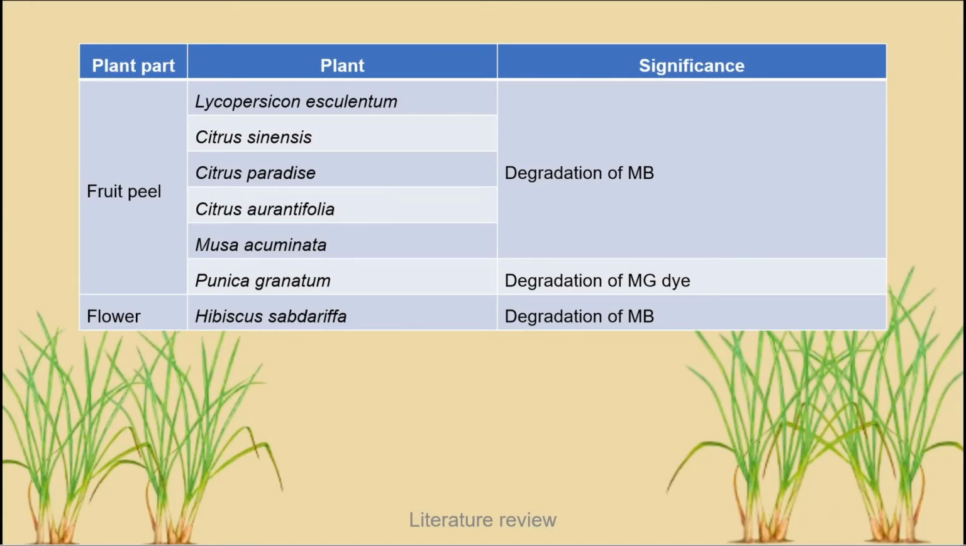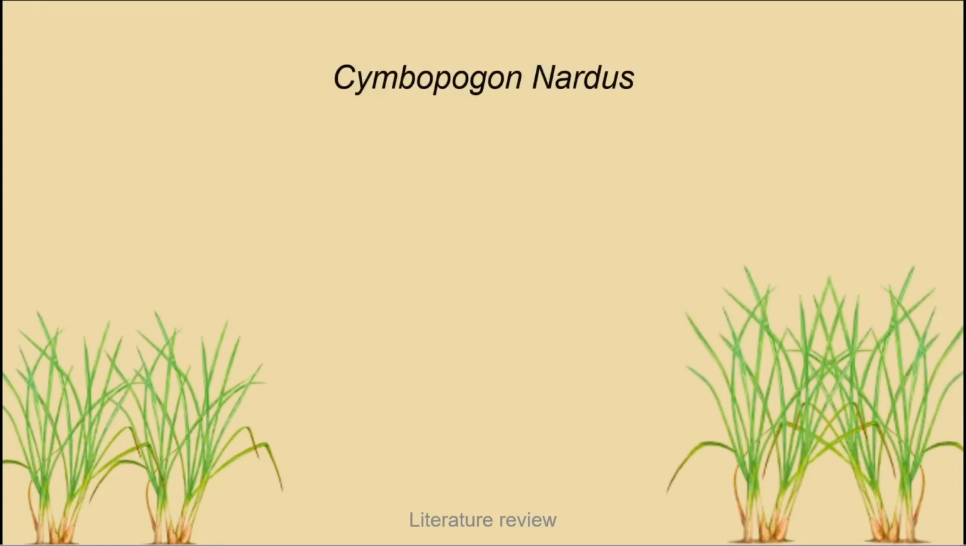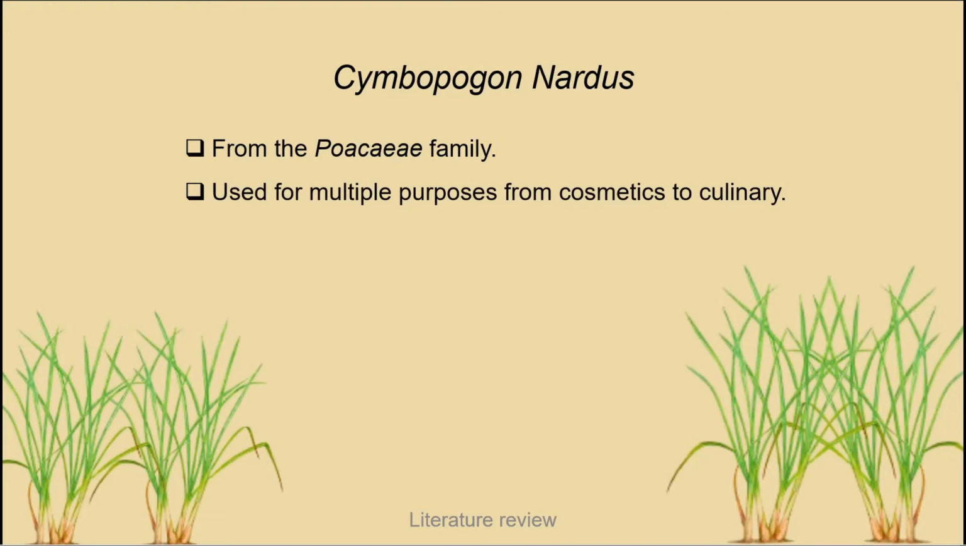For our project, we are going to use Cymbopogon Nardus, or commonly called serai wangi in Malaysia. Cymbopogon Nardus comes from the Poaceae family and has multiple purposes, from cosmetic to culinary. In Malaysia, for example, it is being used as an essential oil.